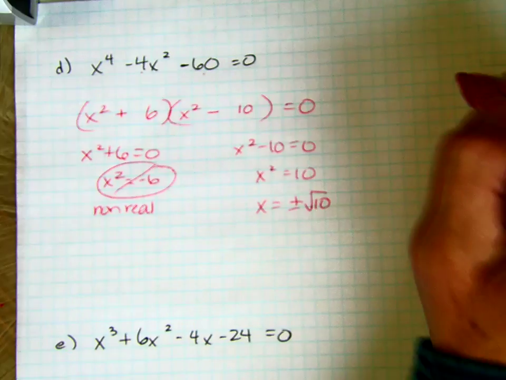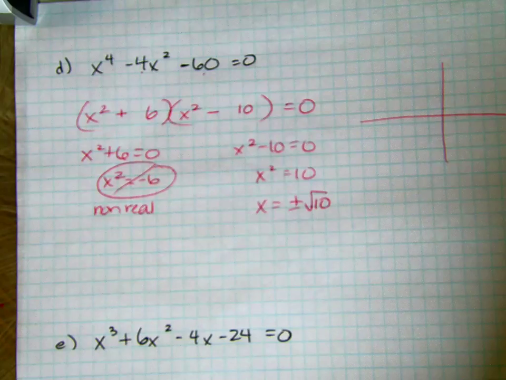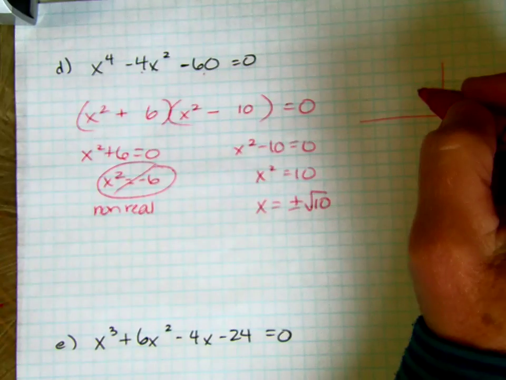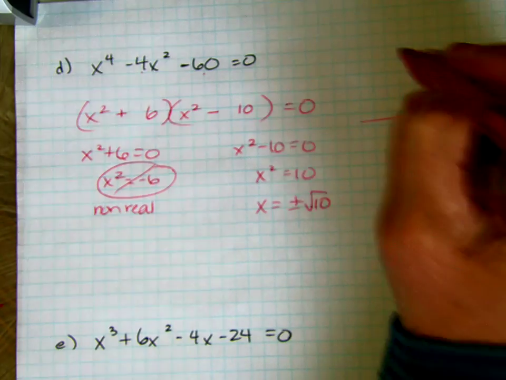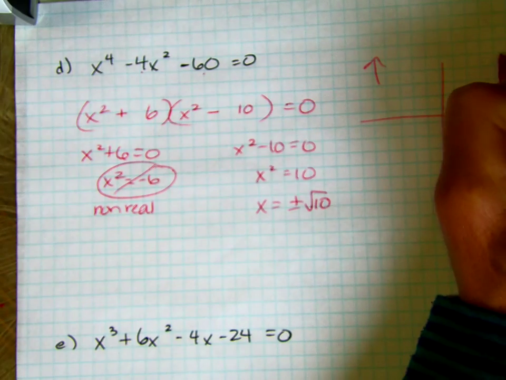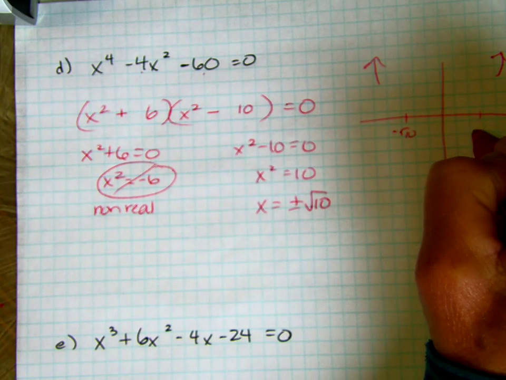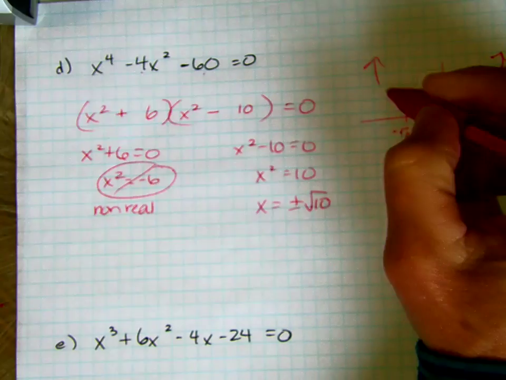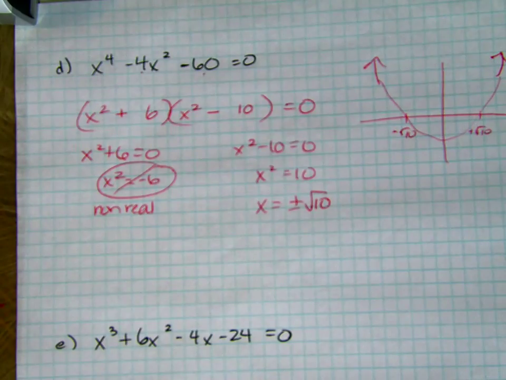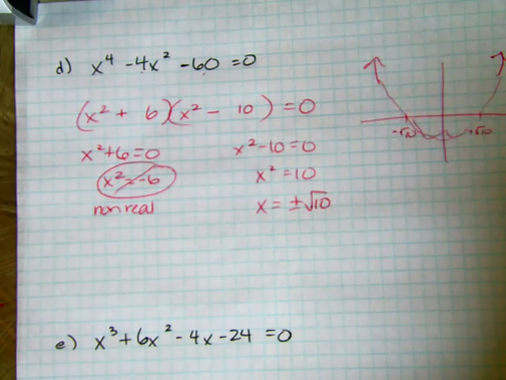So again, this is a quartic. What's the square root of 10? It's going to be a little more than 3, right? Because the square root of 9 is 3. So up and up, and somewhere here at negative root 10, and somewhere here at positive root 10, it crosses. There might be a little squiggle in here, I don't know.